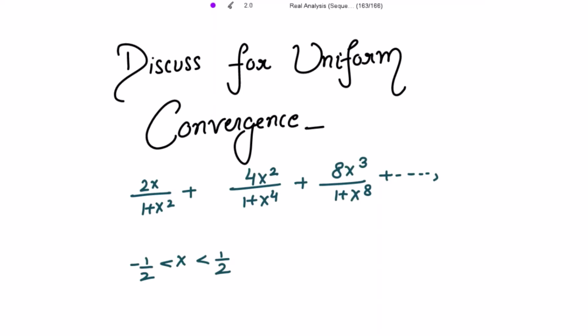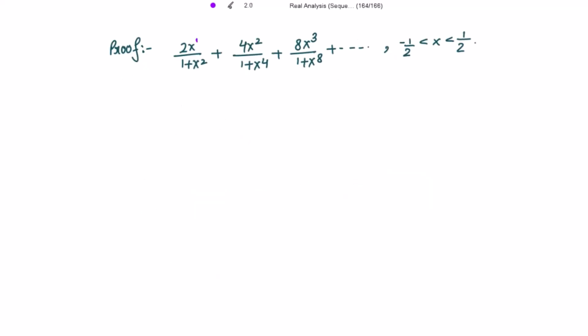For the uniform convergence of this given series, the interval is also given to us. So this is your given series with the given interval. We can write this series as summation n going from 1 to infinity. In the numerator we are having 2, 4, 8, so we write 2 to the power n, and x to the power 1, x to the power 2, 3, and so on. So here also x to the power n. And in the denominator we are having 1 plus the even powers of x, right? So we write here x to the power 2n.